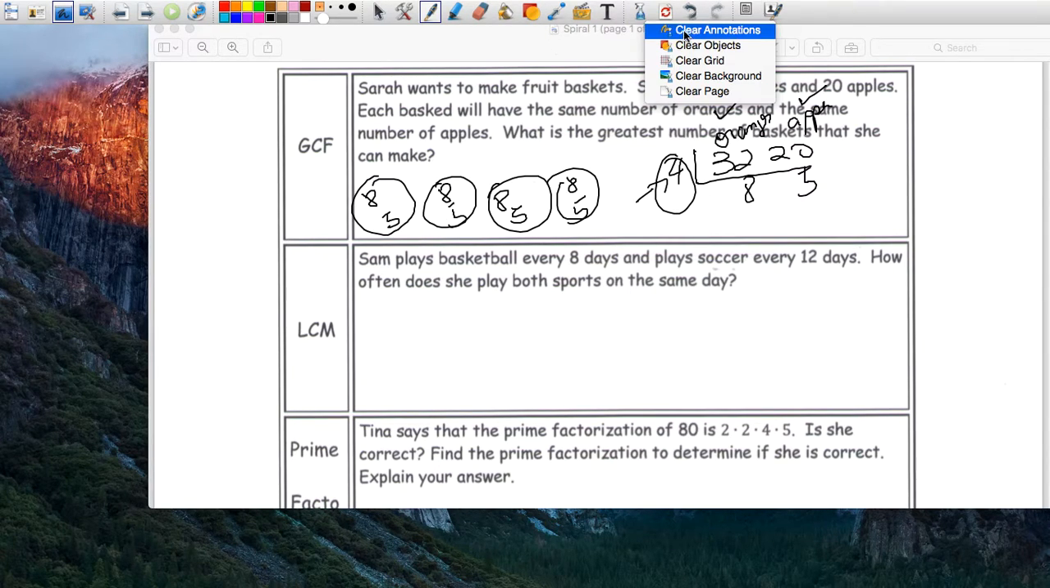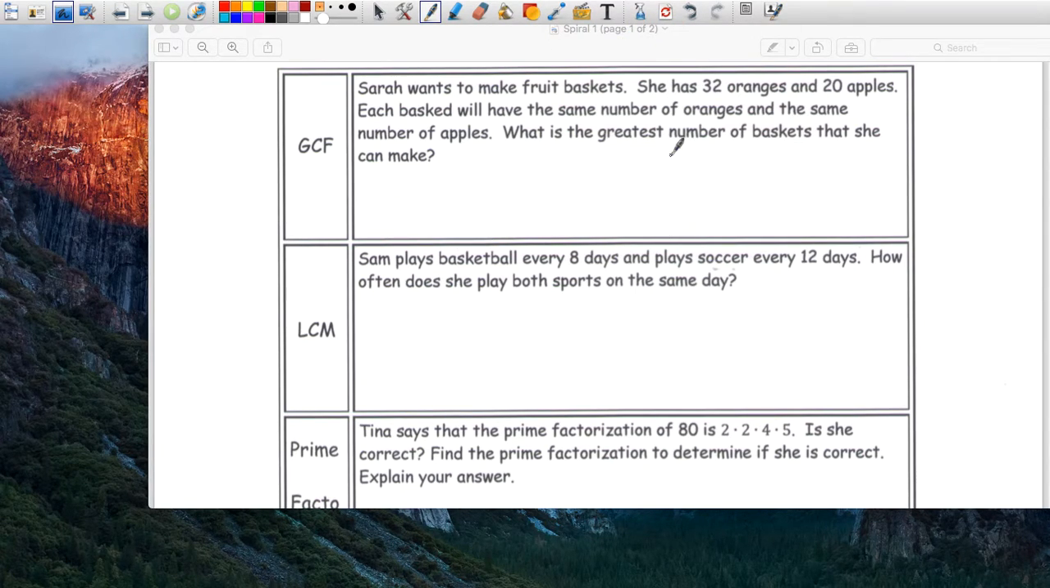Okay. Next one. Sam plays basketball every 8 days and plays soccer every 12 days. How often does she play both sports on the same day? It's something that's repeating over and over with something else that's repeating over and over. When will they meet down the line? Well, it's an LCM. Let's pick 4 again. 4 goes into 8 2 times, and into 12 3 times. Remember, with LCM you sort of form an L. You multiply 4 times 2 times 3, which is 8, and 3 is 24.